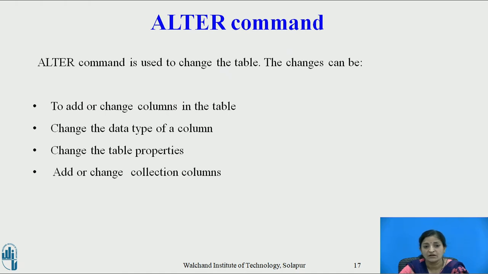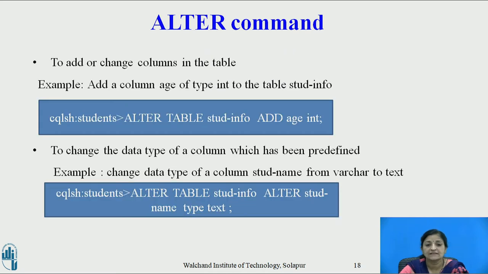Now let's see alter command. Alter command is used to change the table. The changes can be to add or change columns in the table, change the data type of a column, change the table properties, or add or change the collection names. Let's see the examples. Now add a column age of type int to the table student info. So we use alter table student info, add age of type int. Now change the data type of a column student name from varchar to text. So again I use alter table student info, alter student name type to be text.